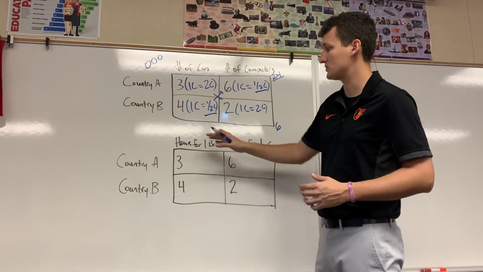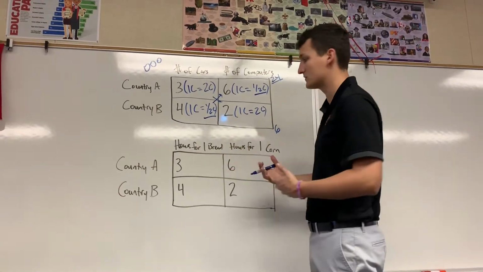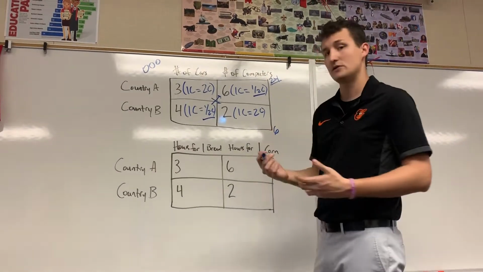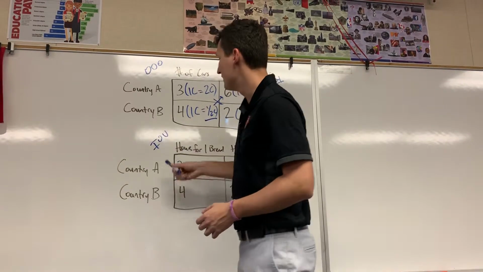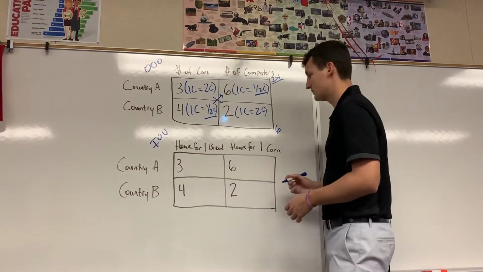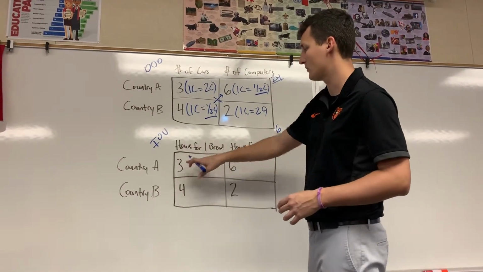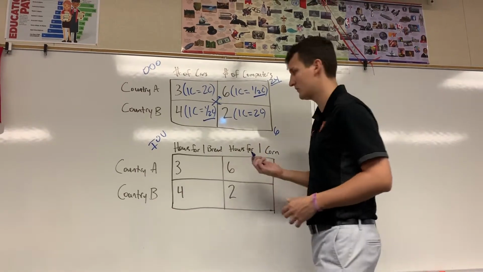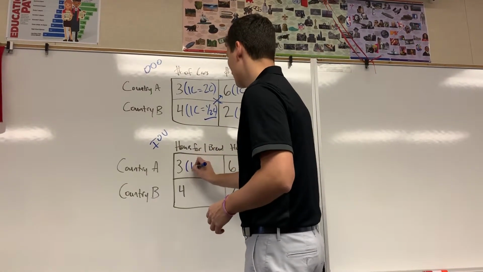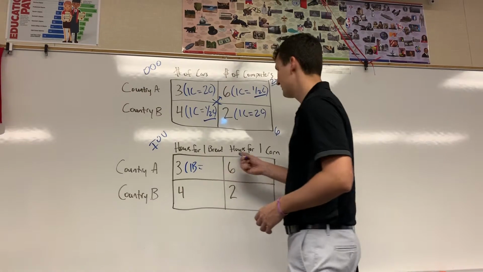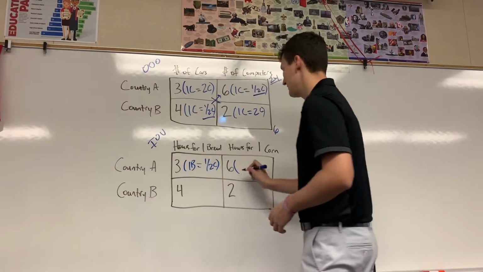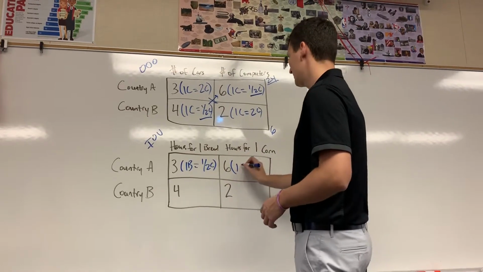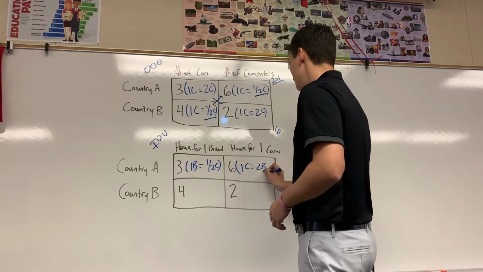Now, for an input question where we're looking at a resource such as hours or number of workers, we do things a little bit differently. For an input question, we have to remember IOU. The other number goes under the original number. So we're looking at the number of hours for 1 loaf of bread and the number of hours for 1 loaf of corn. So for country A, for 1 bread, the other number goes under the original number, gets us 1/2 corn. Same thing here, the other number goes under the original number, so 1 corn gets us 2 bread.